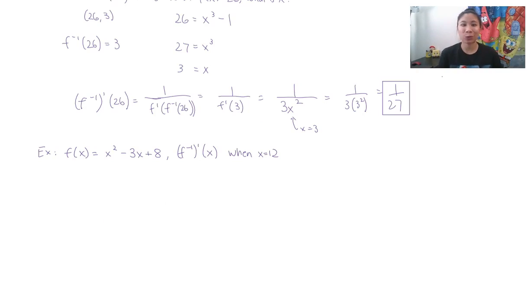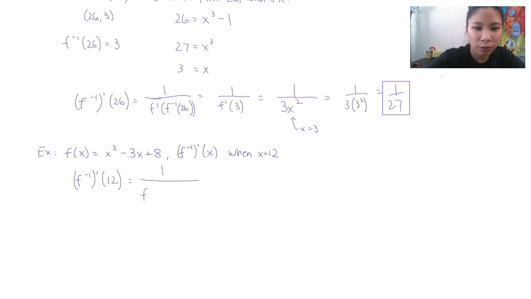So this time f of x equals x squared minus 3x plus 8, and we're looking for the derivative of the inverse when x equals 12. So again, we're going to follow the formula. We're looking for the derivative of the inverse at x equals 12.